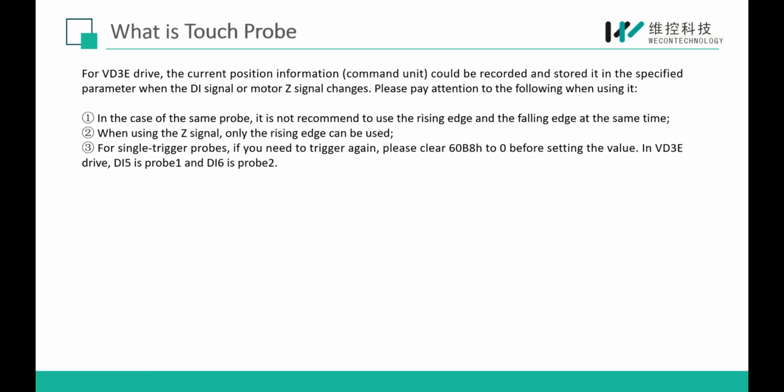But during use, there are some points you need to pay attention to. First, we don't suggest using the rising edge and the falling edge of the same probe at the same time. And for the Z signal, if you want to use it to record the motor position, only the rising edge can be used. And if you configure the probe trigger type as single trigger, and you want to trigger again, you need to clear this object dictionary to 0 and set it again.